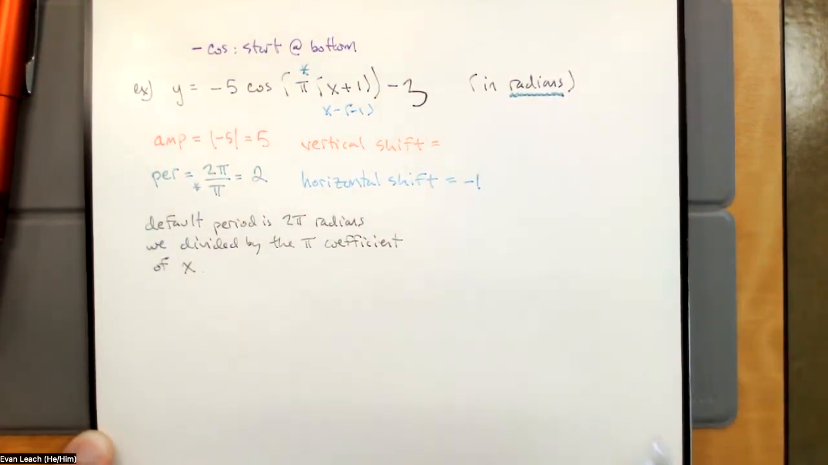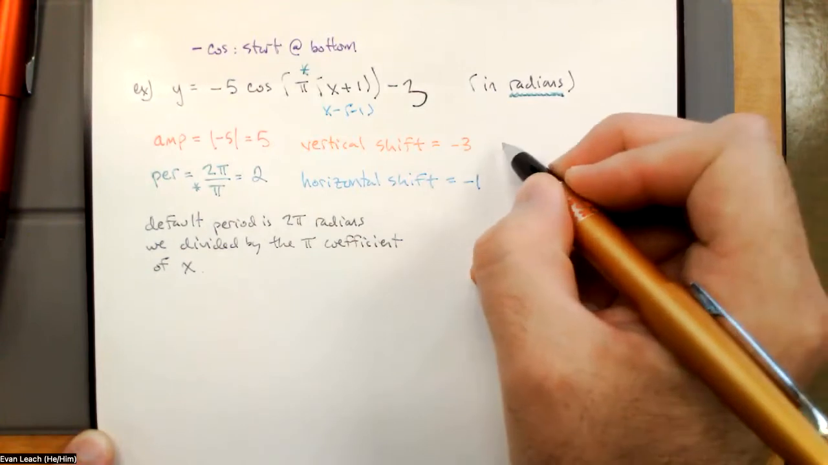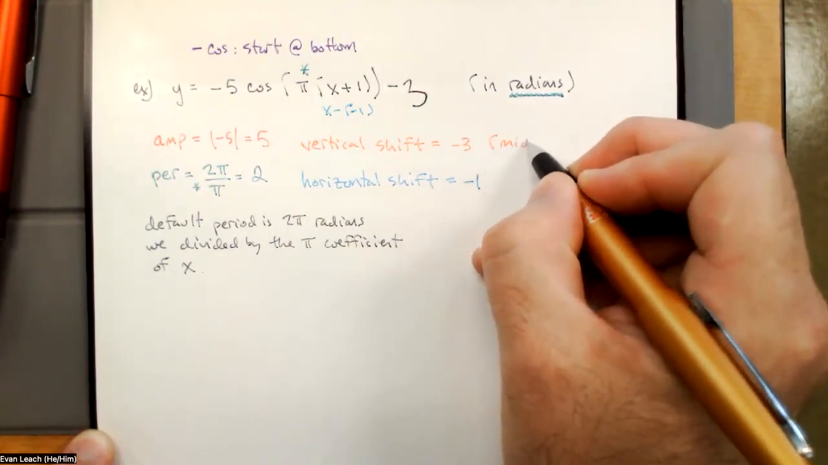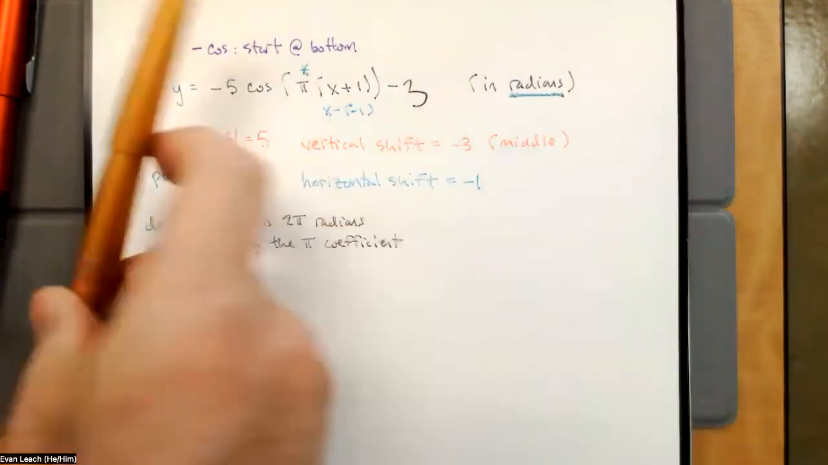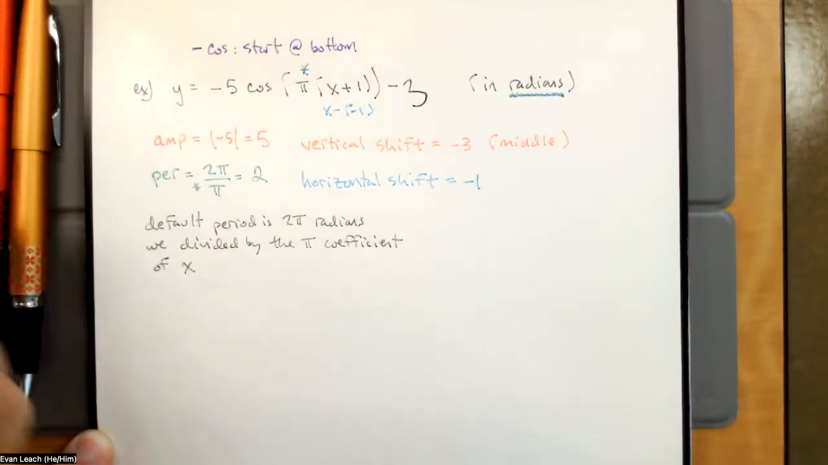And finally, the last number we come across is the negative 3. And so that's going to be our middle. This negative 1 is going to be our starting x.